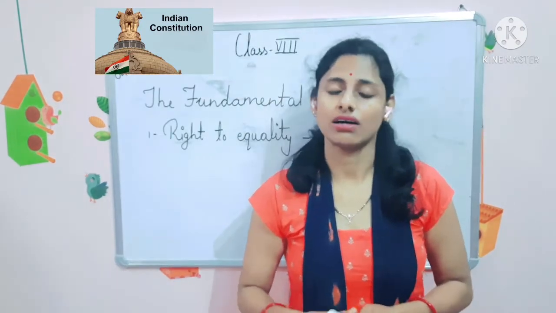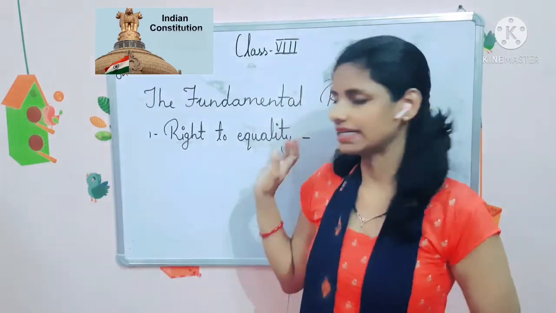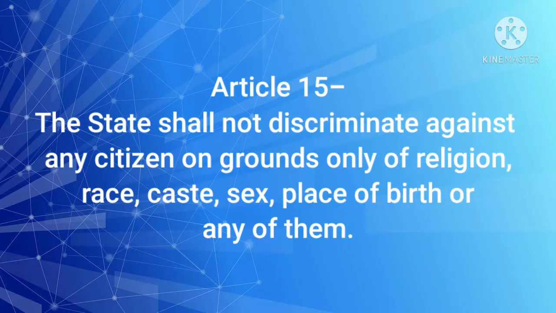So let's understand more about the right to equality. According to Article 14, all people are equal in front of the law. According to Article 15, no one can be discriminated against on the basis of their religion, race, caste, sex, place of birth, or any of them.